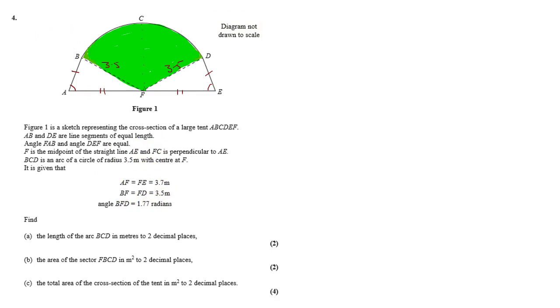Given that AF and FE are 3.7 each. BF and FD, already told 3.7 each, and the angle BFD is given in radian, and this angle is 1.77.